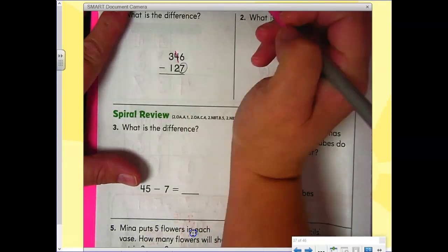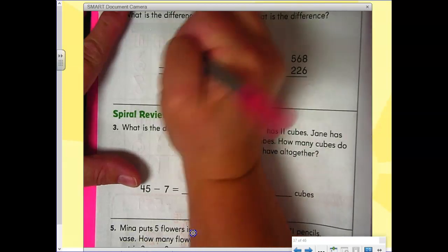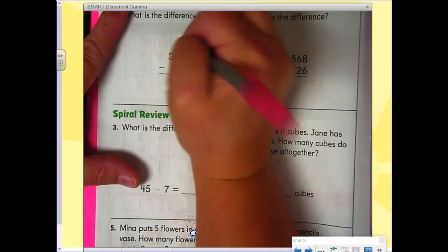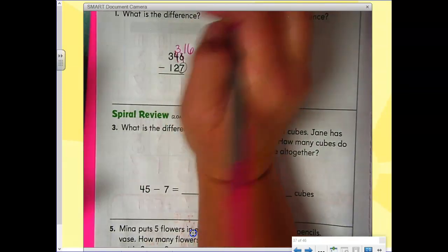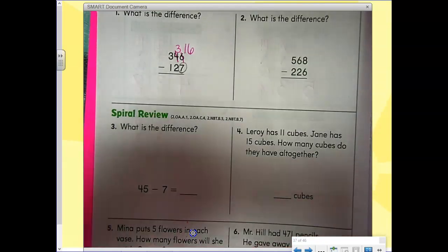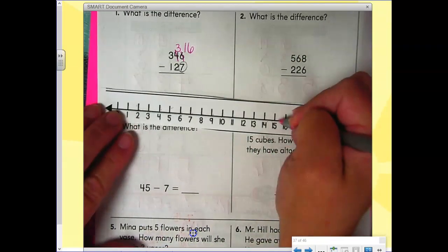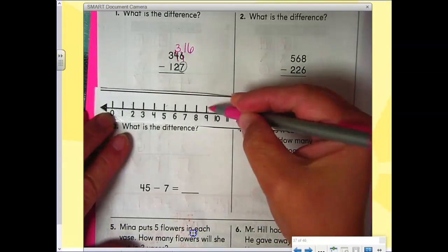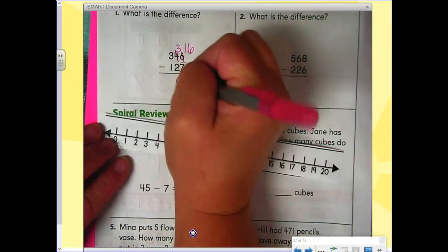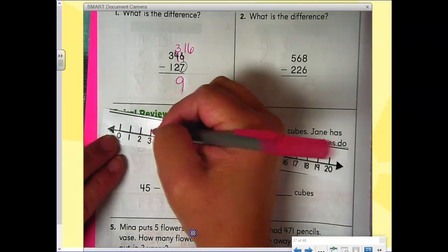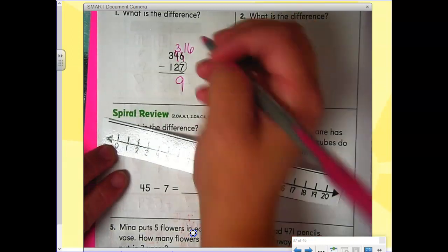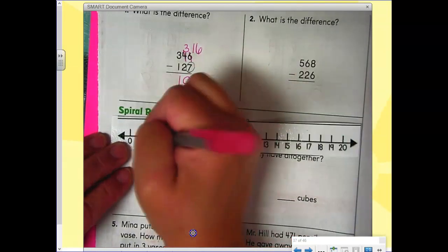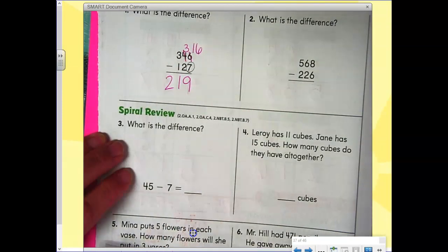So 4 tens minus 1 is 3. 10 plus 6 equals 16. All right, 16 minus 7. 1, 2, 3, 4, 5, 6, 7. It's 9. 3 minus 2. 1, 2. It's 1. And then 3 minus 1 is 2. 219.